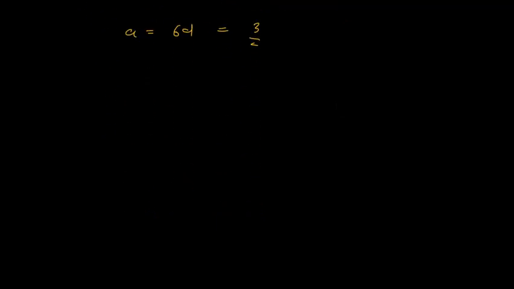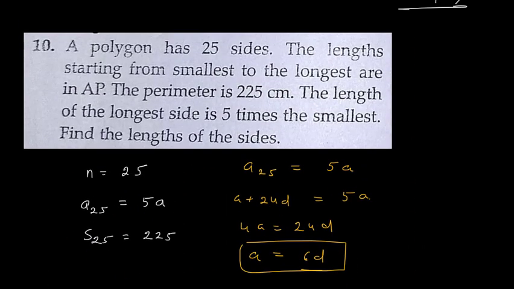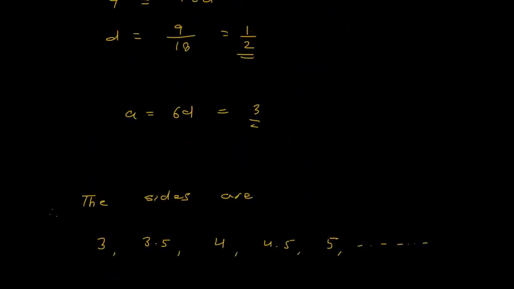Okay, so therefore I will say that the sides are, first side is 3, then after that we will add 1 by 2, that is half, 0.5, so it will become 3.5, then I will add, so it will become 4, then 4.5, 5, and so on. Okay, so it will go like this. So the sides are 3, 3.5, 4, 4.5, 5, like that. Okay, find the length of the side. So these are the lengths of the sides.